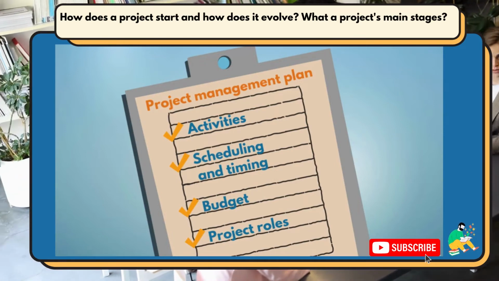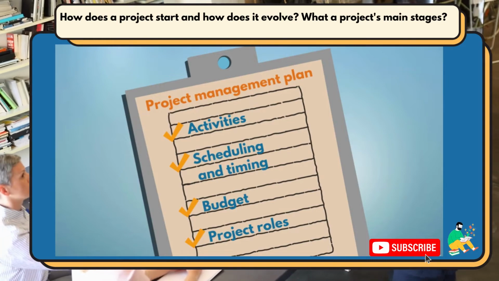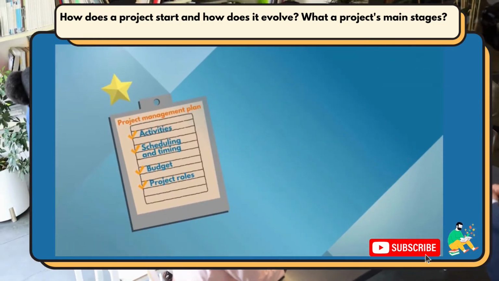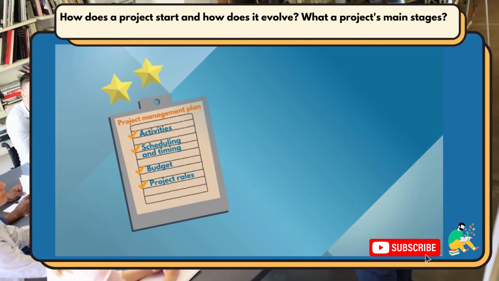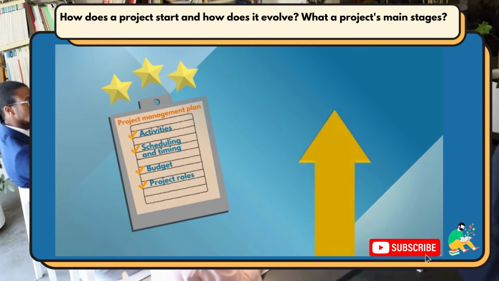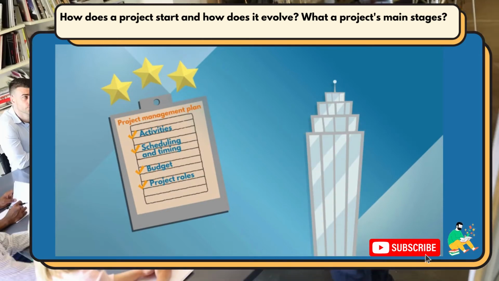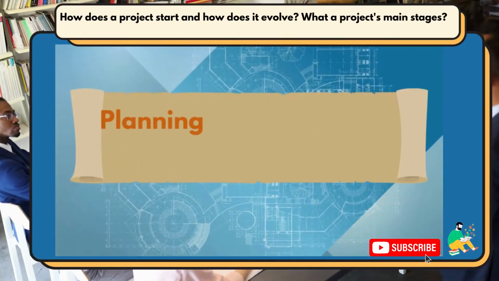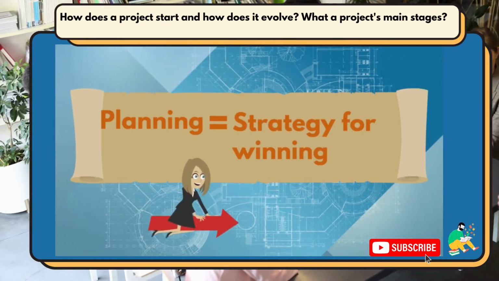Finally, the project manager must document all of these findings into a project management plan, the recipe for how to execute the work to achieve the goal. The better this recipe is, more comprehensive, detailed, realistic, the higher the project's chances of being a delicious success. Planning equals a strategy for winning.